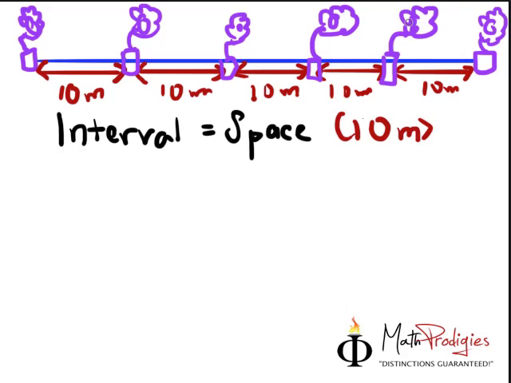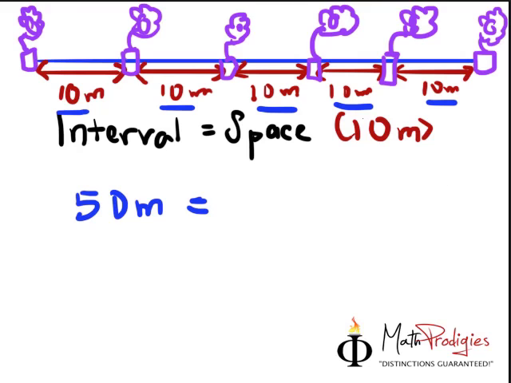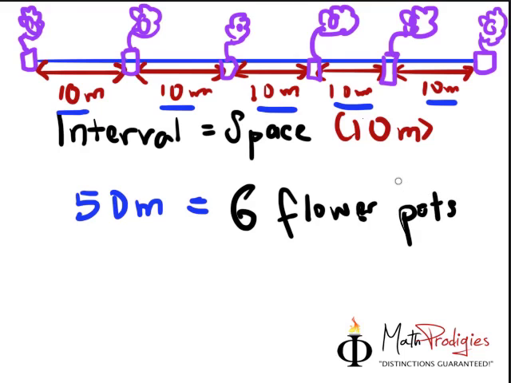Now, here's the interesting thing. Let's look at this photo. There are 10, 20, 30, 40, 50 meters. There are 50 meters, but how many flower pots are there? There are 1, 2, 3, 4, 5, 6. So 50 meters gives 6 flower pots. Now, wouldn't you think that 5 gaps would give you 5 flower pots? No, but in this case there are 6. So that's the interesting part about this question.